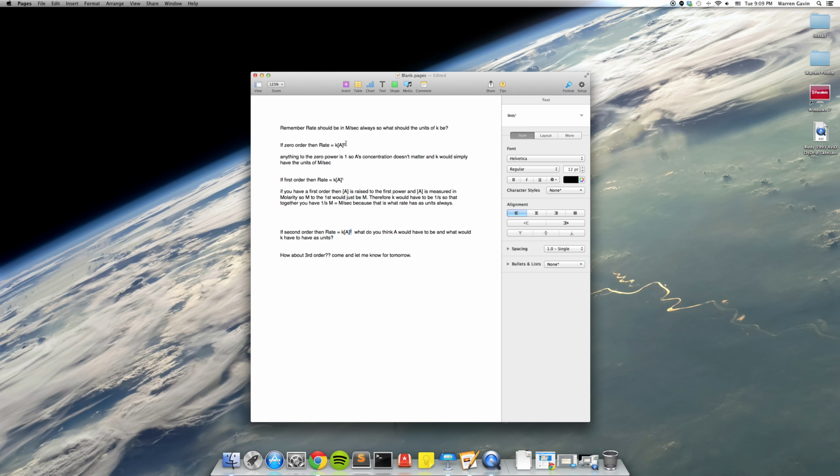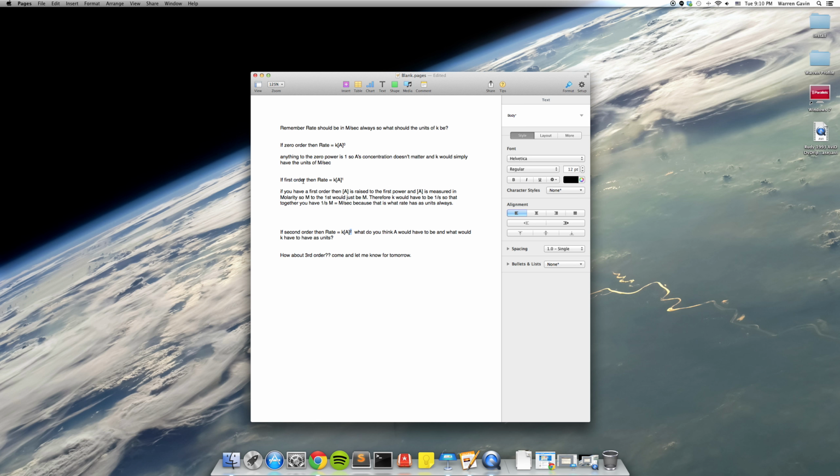Well, if it's a zero order reaction overall, anything raised to the zero power we know would be 1. So this whole concentration of A piece goes away, doesn't matter. So then K has to take on the units of molarity per second because that's all that's left, since you know this has to be molarity per second.